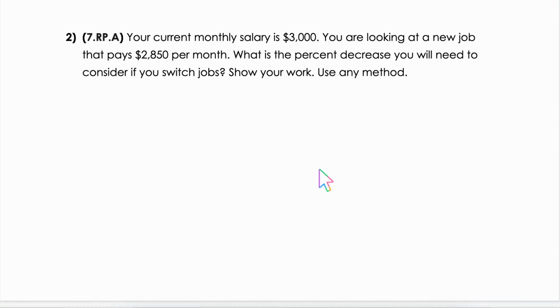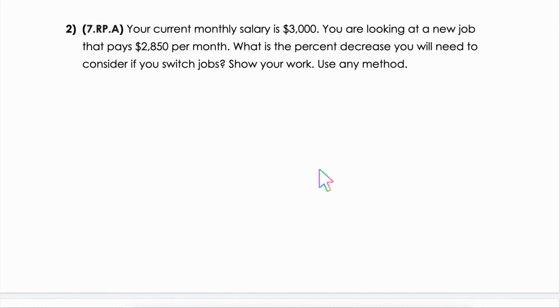All right, let's move on to number 2. Number 2 says that your current monthly salary is $3,000. You are looking at a new job that pays $2,850 per month. So it looks like it's a decrease, it pays less. What is the percent decrease you will need to consider if you switch jobs? Show your work, use any method.